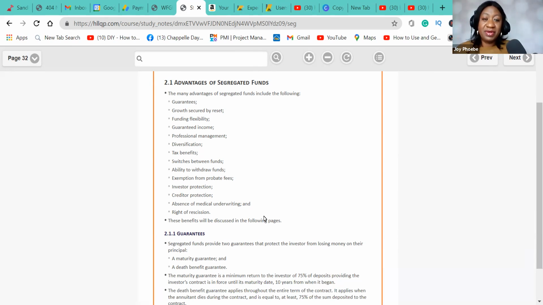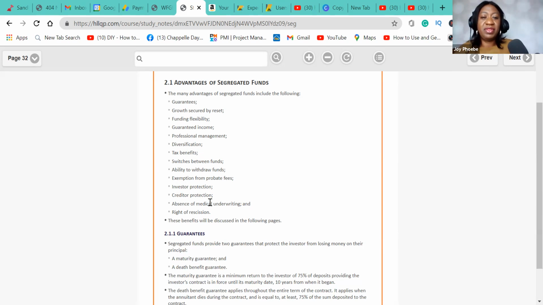We will be continuing with our segregated fund textbook, and today we are continuing on the advantages of segregated funds. Segregated funds have so many advantages, and the first one is guarantees. I'm going to go through this text really quickly today because we still have a lot to cover, and some of us will be writing our exams on the 16th, so I feel it's important that we cover everything before the date so that we have all the necessary information to go in there and succeed.